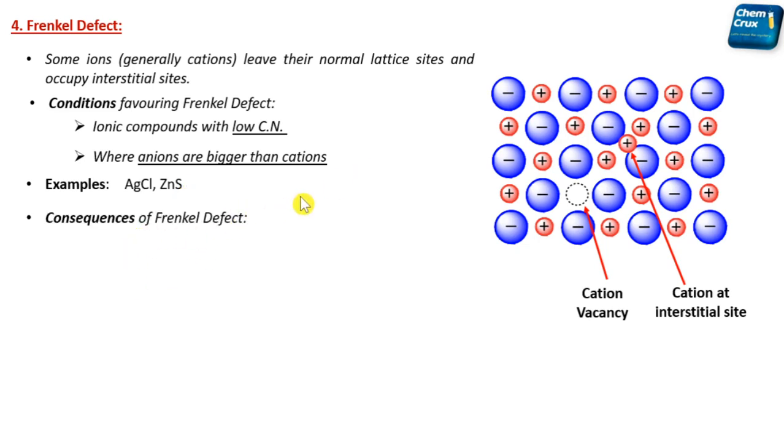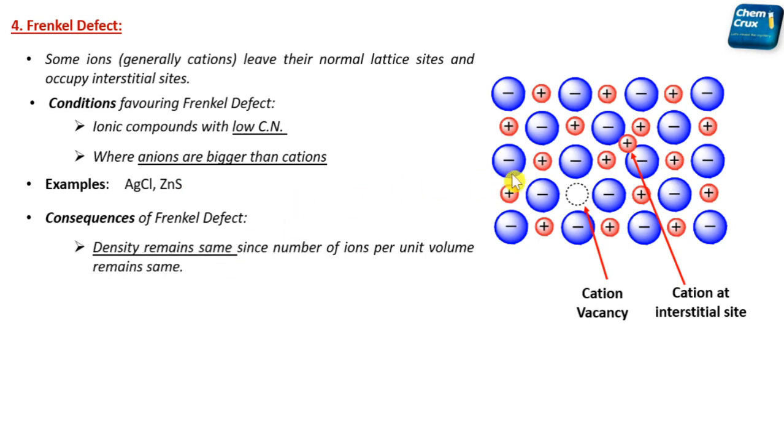Now as I have said, ions are not missing from the crystal lattice, it is just that the cation has left its own lattice site and is present at some other position. The actual number of ions per unit volume is same, right? So density will also be same. But some holes have been generated. So due to the presence of holes, the stability of the crystal will decrease.